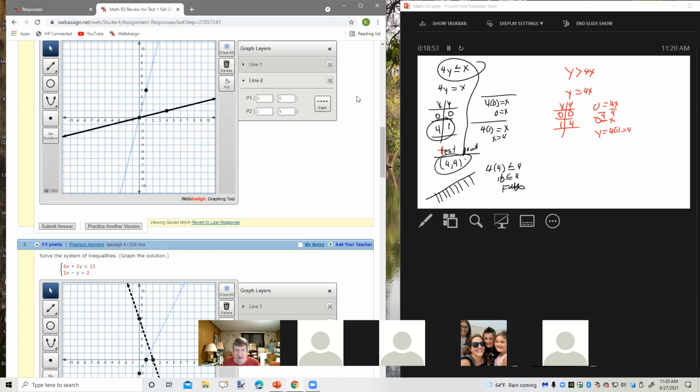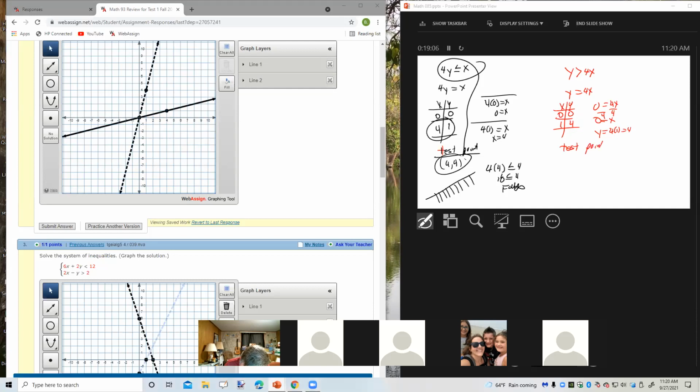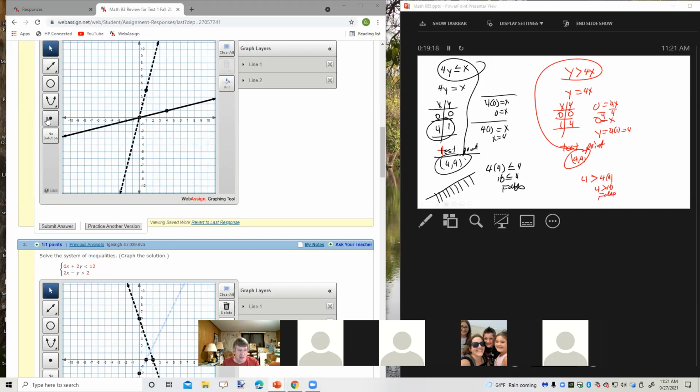This one is dashed, because it does not include equals. And let's go ahead and use 4, 4 again as a test point. That'll work. So we're going to put that in there. 4 greater than 4 times 4, 4 greater than 16, that's false. So for the dashed line, 4, 4 is not correct. So we're going to be over here.